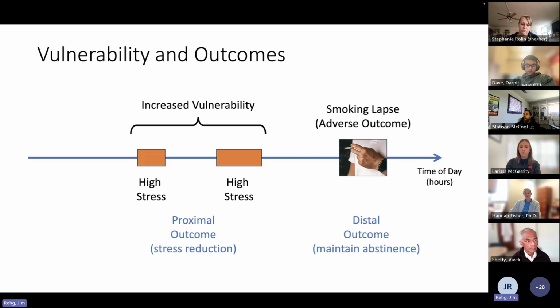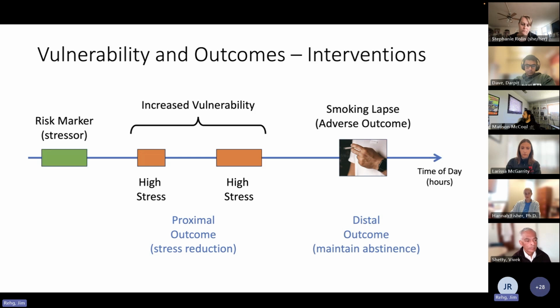And so the idea then is to use technology to intervene in such a way as to improve or reduce the proximal outcome as a way of then affecting and improving the distal outcome. So you'd like to reduce the person's stress so you can help them to maintain their abstinence. And the way that we think about doing this is by having some way to analyze mobile sensor data and extract some risk marker. For example, identifying the stressor that somebody is experiencing, ideally identifying it before they actually experience the stress. So you can imagine predicting that someone is about to begin a commute, and then knowing that often their commute is a source of high stress for them.